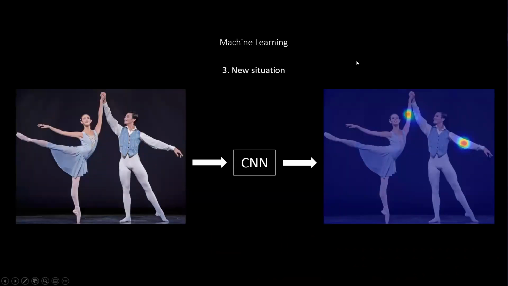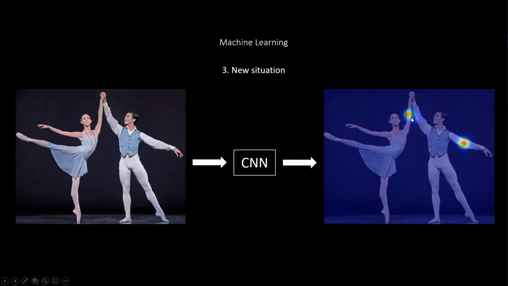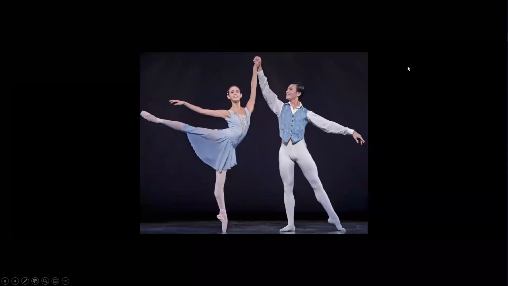After we have learned the knowledge, we want to apply it. So we give a new photo, the two ballet dancers photo, to the CNN. Then CNN will give us a probability map, or so-called heat map. In a heat map, the redder the area is, the higher the chance we can find a left elbow there. So you can see that there are two left elbows here.